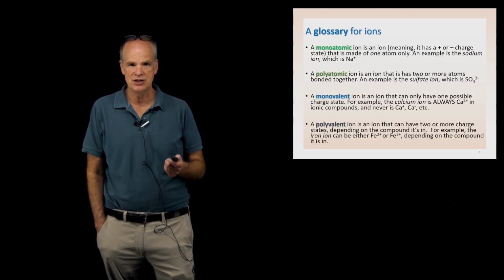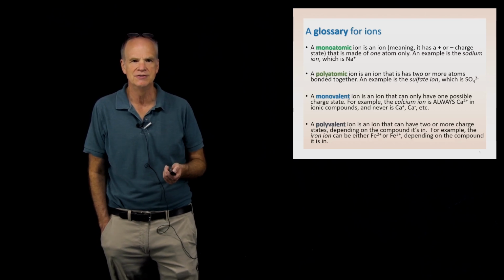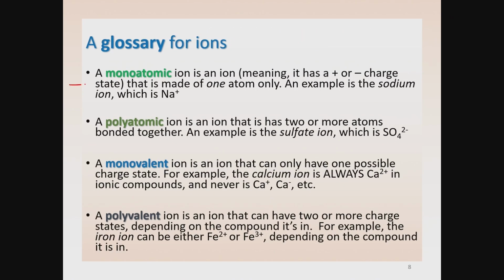So I have here a slide that kind of explains what these things are. So if I can increase the slide. Let me point out that a monatomic ion is an ion that is made of one atom only. A good example of that is the sodium ion. Let's compare that to a polyatomic ion. A polyatomic ion is an ion that has two or more atoms bonded together. An example of this is the sulfate ion, whose formula is SO4 2-.